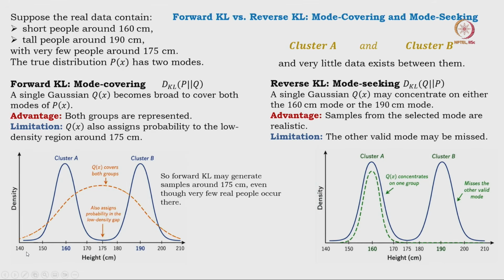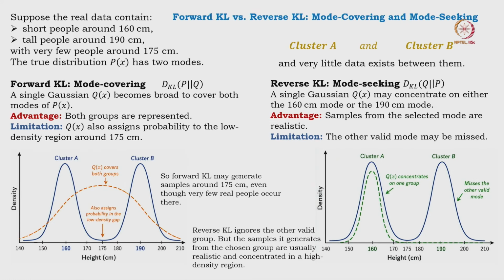The disadvantage is the other mode is not at all covered, which means you will not be able to generate data from that other mode. So reverse KL ignores the other valid group. But whatever samples it is generating, those samples are from that chosen group. If it is covering this, the samples it generates will be realistic and closer to that particular cluster.